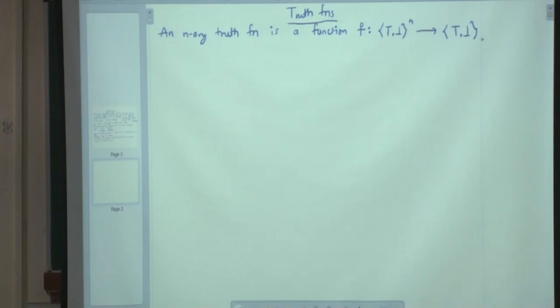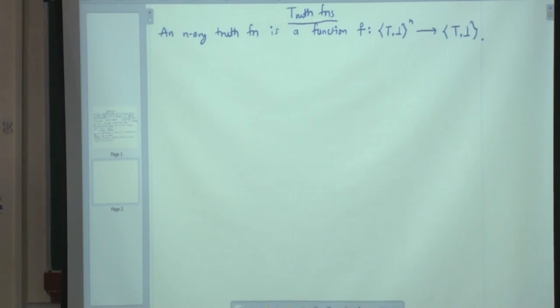Good. Let us do one more thing. I mean, this is semantic, not syntactic. So our next topic is going to be truth functions. So truth function, what are they? An n-ary truth function is a function f from the nth power of this two element set to itself. In computer science, this is also called a Boolean function. It is a function from 2 to the power n to 2.